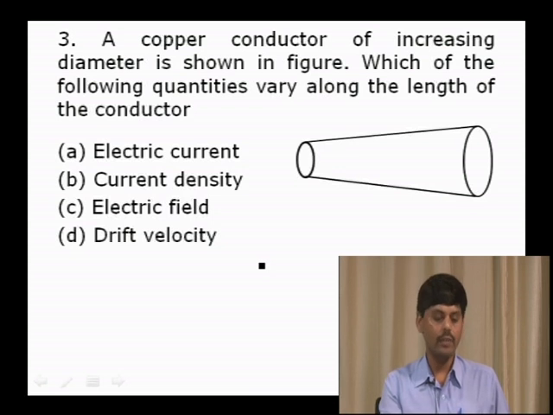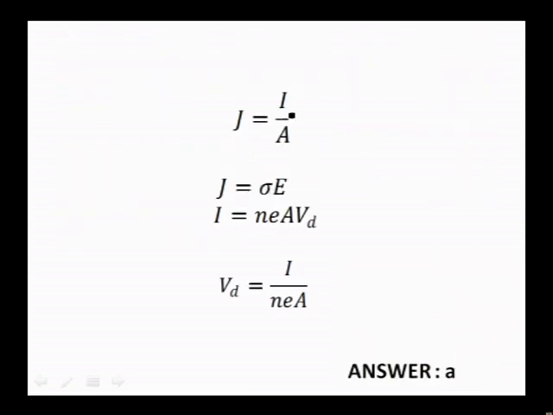See, we have the expression for current as well as current density, electric current and drift velocity like this. For current density, current per unit area, and in terms of electric field, J is equal to sigma E and I is equal to nEA vd, vd is equal to I divided by nEA. So, in this case, area goes on increasing because like this, area increases. If you move like this, area increases. If area increases, the current density decreases.